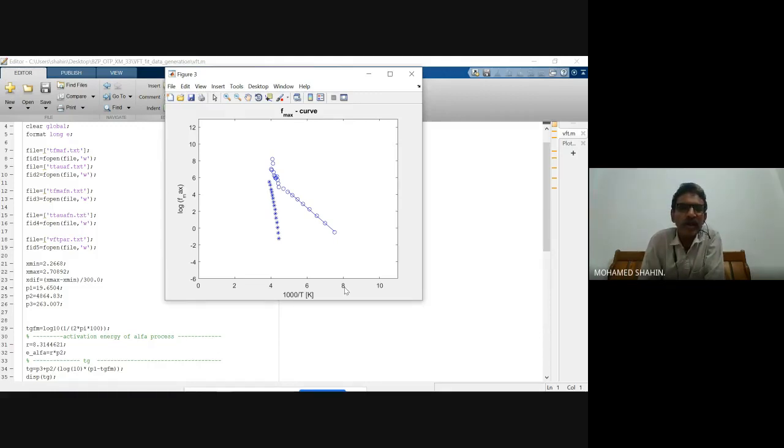Now on the y-axis, we take log Fmax and convert it into tau. Tau can be generated by 1 by 2 pi Fmax. Now if you take minus log, and 1 by 2 pi again, then the number you have to reduce.